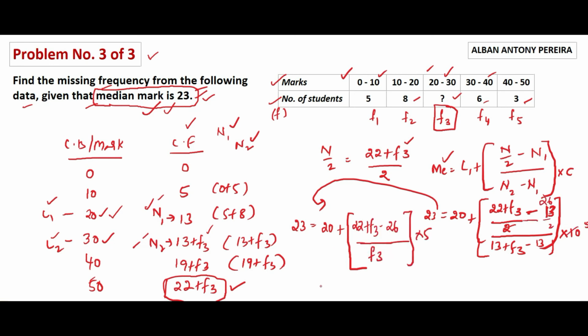When 20 goes to the left hand side, it will be 23 minus 20, 3 will be left out. 3 is equal to 22 plus F3 minus 26 whole divided by F3 into 5 will be left out. Bring this F3 onto the other side, it becomes 3F3 is equal to 5F3 minus 20. F3 is equal to 10.